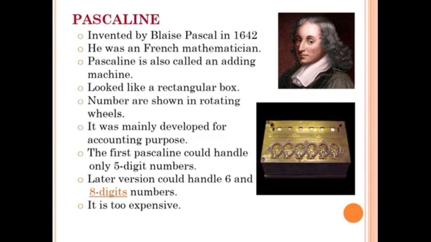Did you see in the picture, there are wheels? Those are the rotating wheels. It was mainly developed for accounting purposes, for those who maintain ledgers. The first Pascal line could handle only 5-digit numbers. Then it was developed into 6-digit, and then up to 8-digit. It was quite expensive, meaning costly.